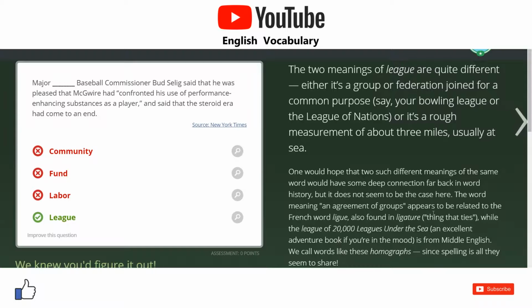The word meaning an agreement of groups appears to be related to the French word ligue, also found in ligature, thing that ties, while the League of 20,000 Leagues Under the Sea, an excellent adventure book if you're in the mood, is from Middle English. We call words like these homographs, since spelling is all they seem to share.